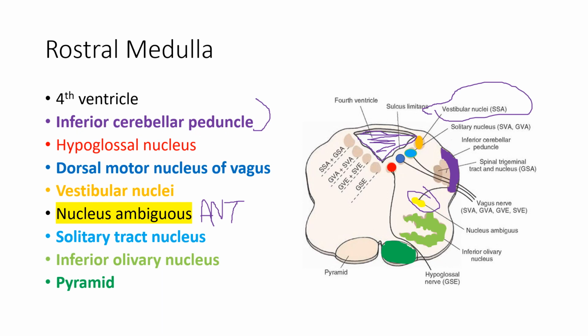Solitary tracts in the upper light blue area. Inferior olivary nucleus is going to have that kind of dentate appearance to it. And then the pyramid, so corticospinal tract goes through these pyramids, remember.